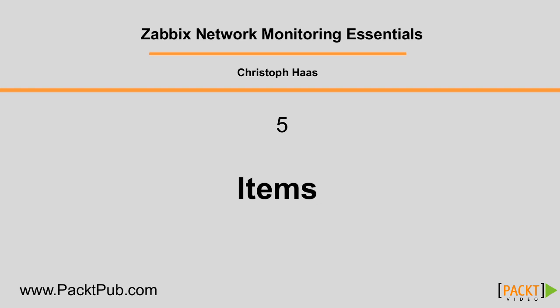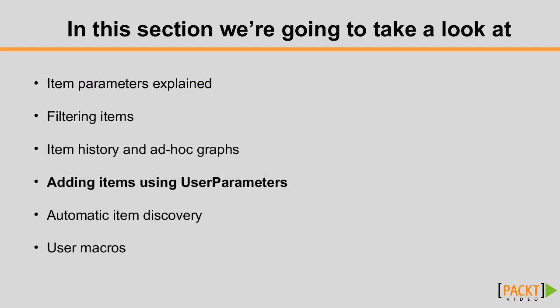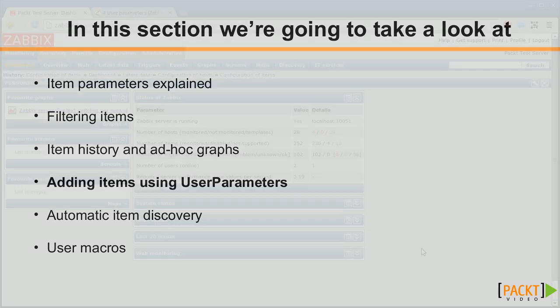In the previous videos, we saw how you can add and manage items. If you run a Zabbix agent on your computer, you will get access to a lot of common system parameters. But you may come across cases where you have very special needs and want to monitor a parameter that the Zabbix agent does not know about. That's what we will cover in this video.